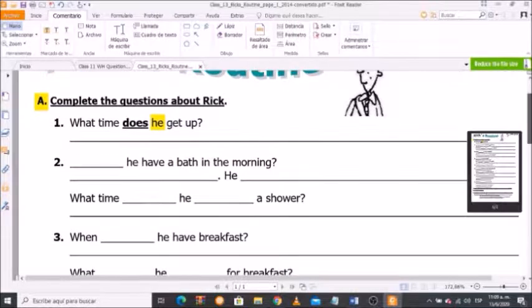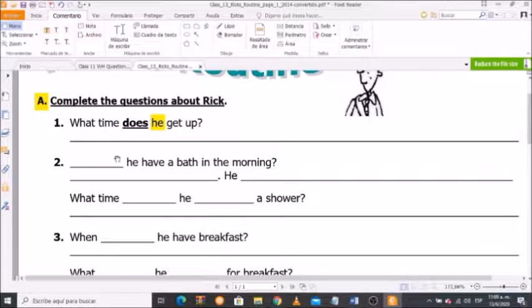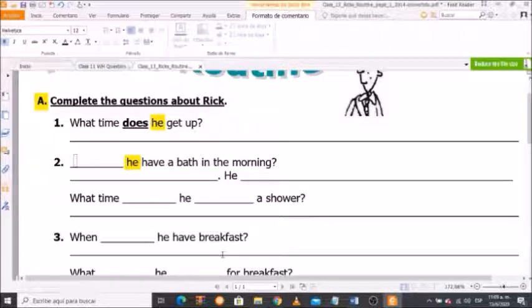The second one. He have a bath in the morning. So again, pay attention to the subject, he. So, what are we going to use here? Very good! Does he have a bath in the morning?